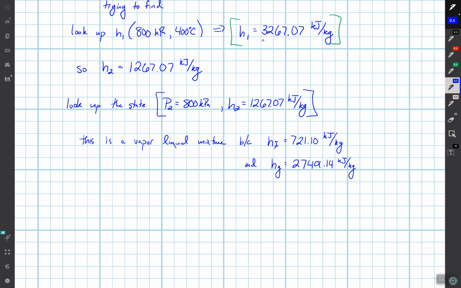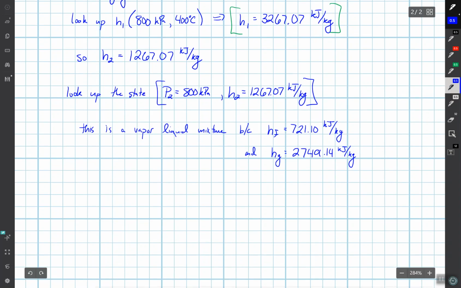Our first one, we started with a normal gas. Steam as a gas at 3267 up here. We're removing heat, and we've now turned some of that into liquid. It's not all liquid. We're not down to 721, but some of it has been turned into a liquid. So we're a vapor-liquid mixture at 800 kilopascals. We know that we're a mixture because we're between these two values of the enthalpy. Now we can determine the quality.